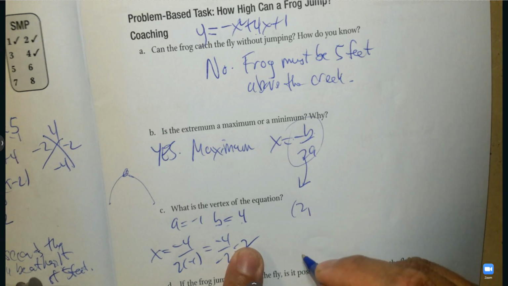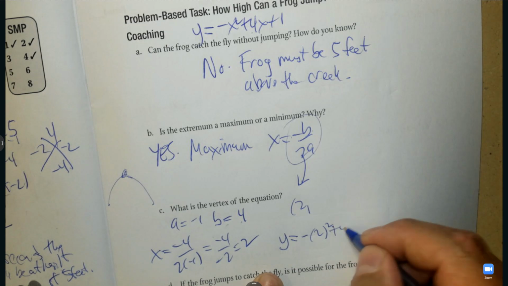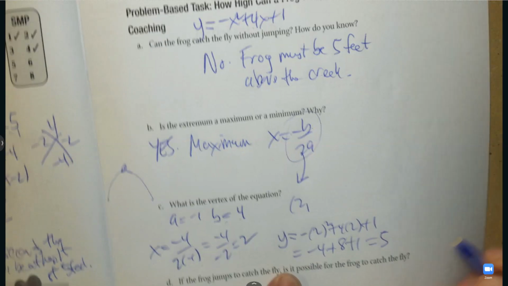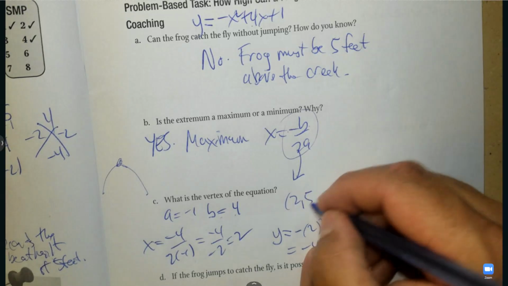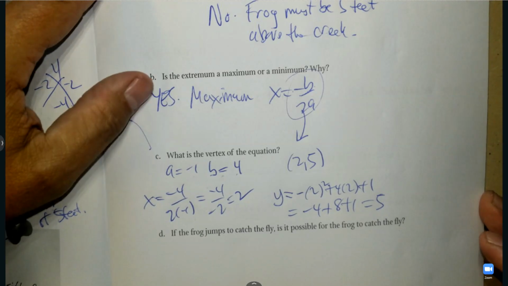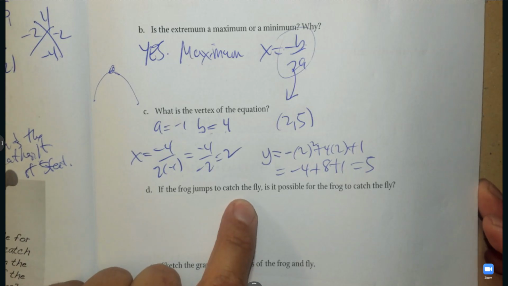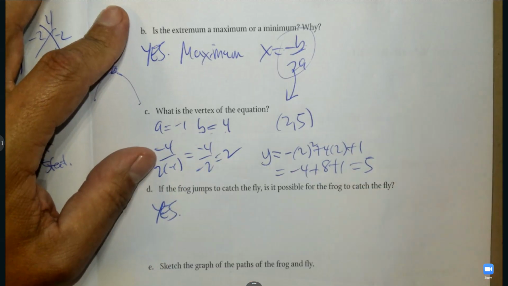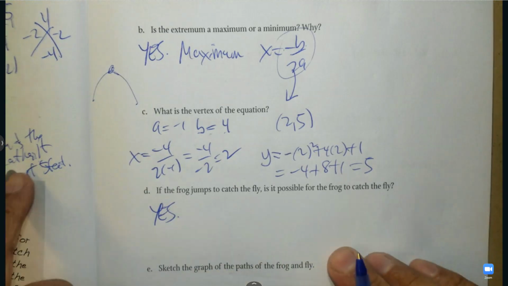So that's the x coordinate. To find the y value, I plug 2 in and then solve it. So you can see that this will give me the height. So that's -4 plus 8 plus 1. That's 5. So we have a vertex at 2 and 5. If the frog jumps to catch the fly, is it possible for the frog to catch the fly? And the answer is yes. And we showed it over here on the left why.